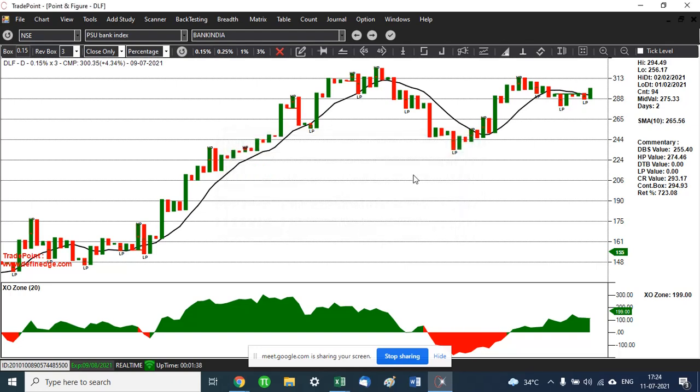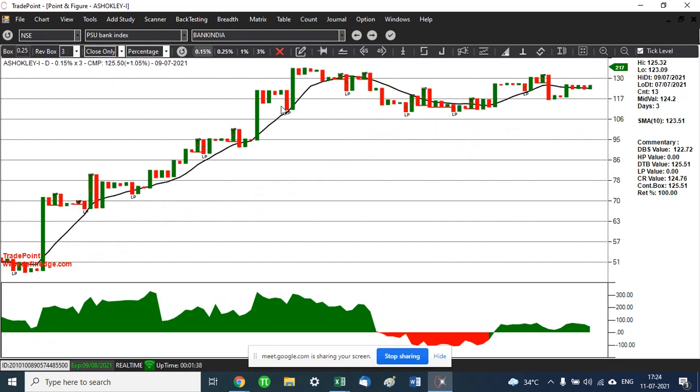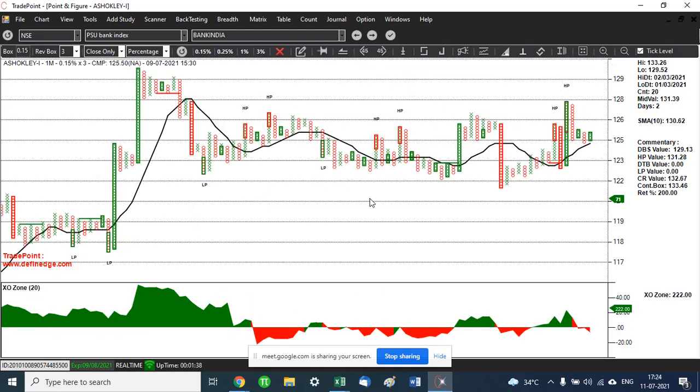This is 0.25% on a daily basis. Okay, so it's in a column of O, which means it's correcting. It's below the single moving average, so we don't want to be buying this stock now. We will wait for some kind of a bullish signal to be generated. We can drill down to a smaller time frame, 0.5% on a minute basis. This also is not giving us any positive confirmation as of now.